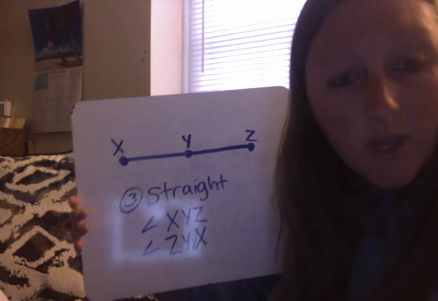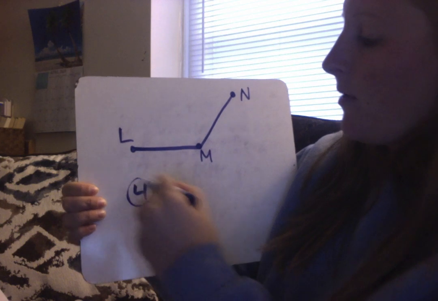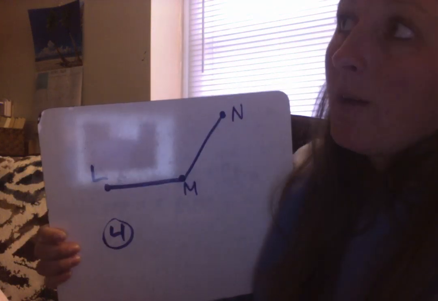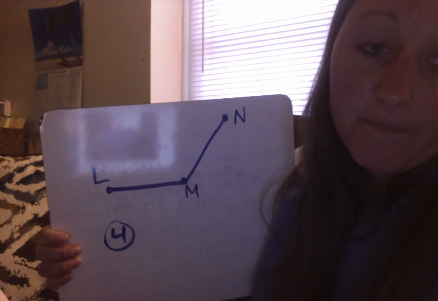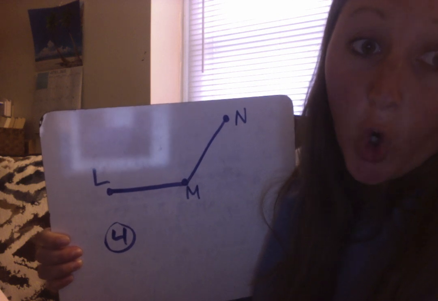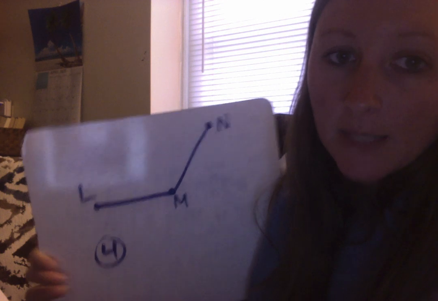Kind of getting the hang of it? I hope you are. And if not, guess what? Mrs. Phillips and I are here to help. Okay, last one. This one is going to be named, well, I'm not going to tell you what it's named. I want you to guess. Number 4. First, we're going to do the type. Acute, straight, right, or obtuse. You got it. It's going to be obtuse, and here's why.